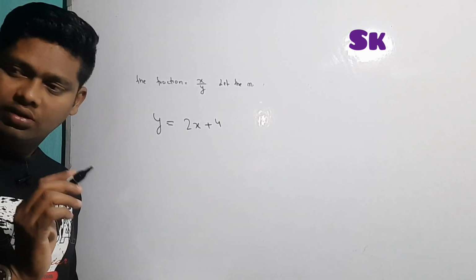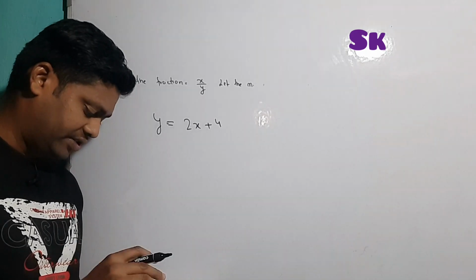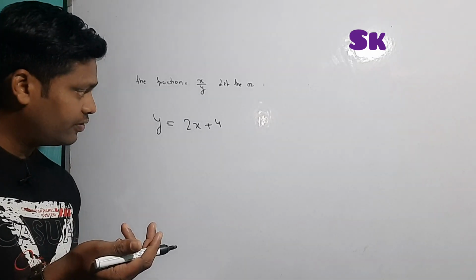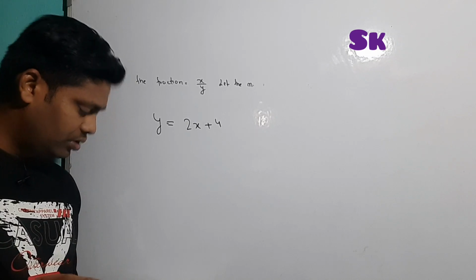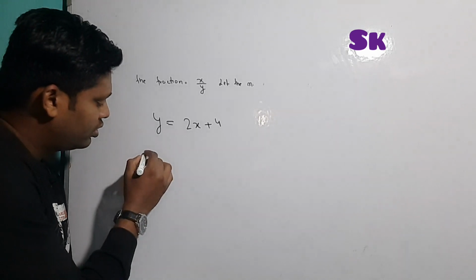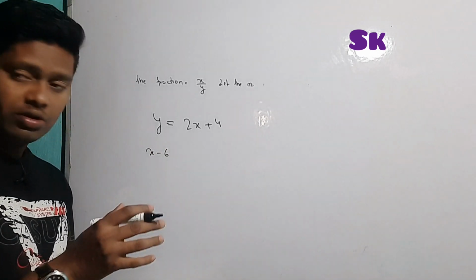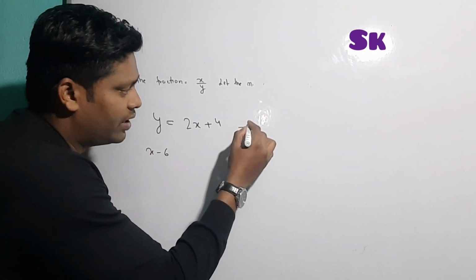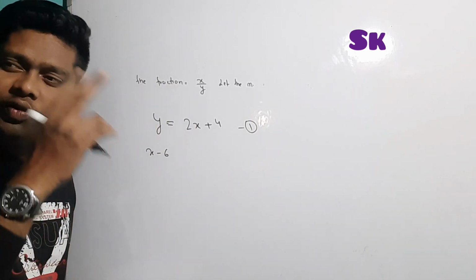Clear? Okay. Next, what they are saying: when both the numerator and denominator are decreased by 6. What is the numerator here? The numerator is x. So the numerator decreased by 6 is x minus 6. Wait. See, this is a fraction. This is equation number 1. There is no need to do anything. Now I am going to frame equation number 2.